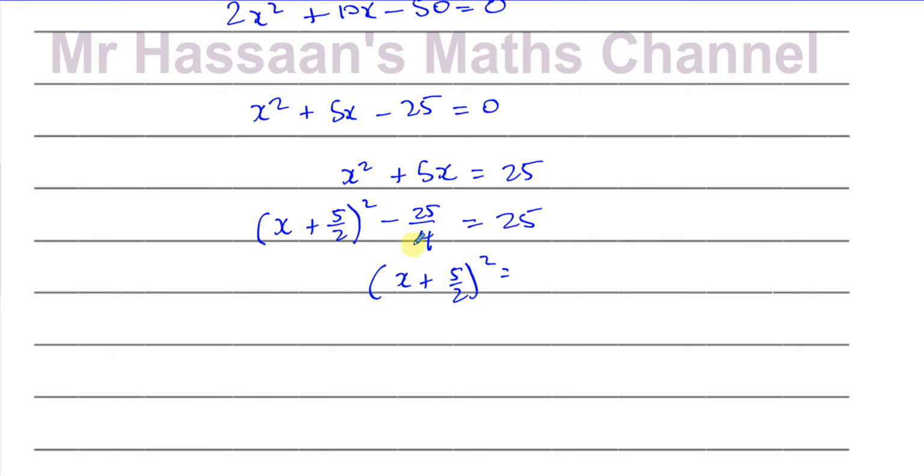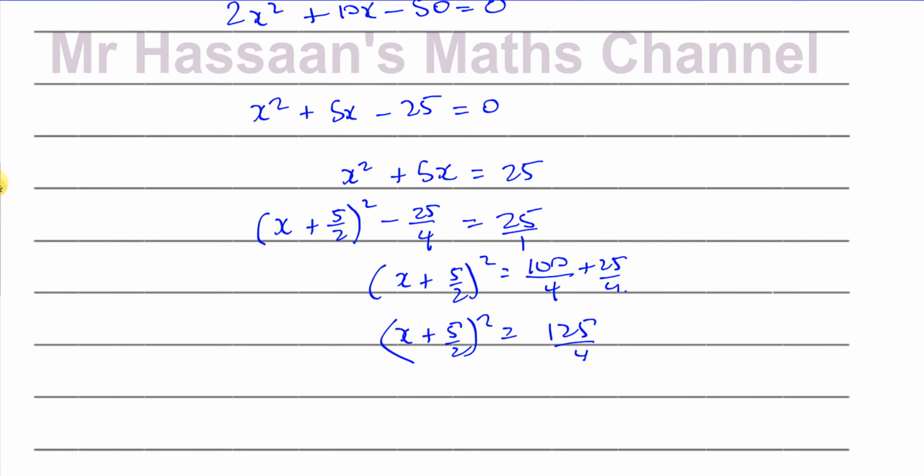So I've got 25 plus 25 over 4. If I want to make 25 over 4, it's going to be like 100 over 4. If I multiply this 25 over 1 by 4, I get 100 over 4. That's plus, sorry, not 125, plus 25 over 4. I'm going ahead of myself there. So now I have x plus 5 over 2 squared equals 125 over 4. I just added 25 plus 25 over 4, which gave me 125 over 4.